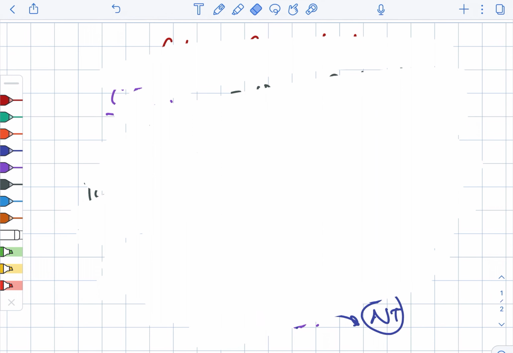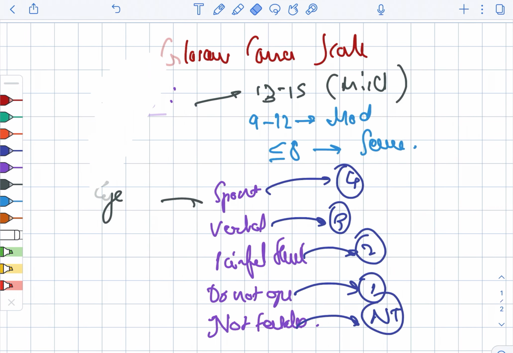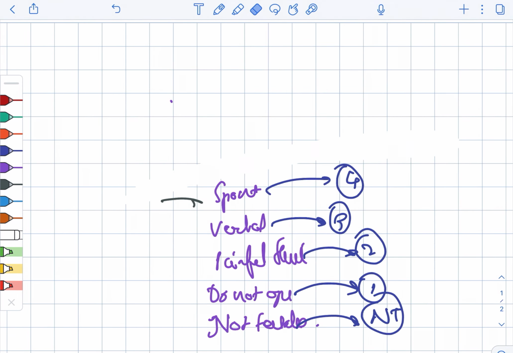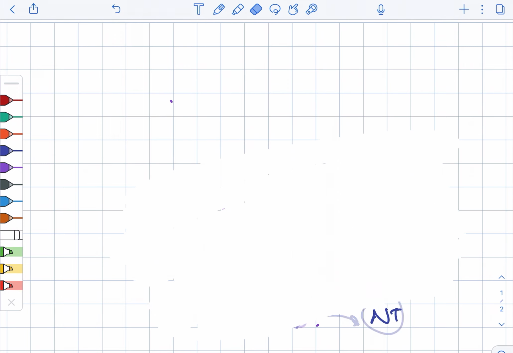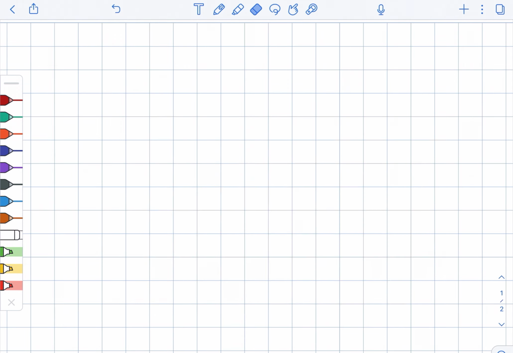So 4 is spontaneous, 3 is verbal command, 2 is to painful stimuli, and 1 is do not open, and NT is nothing but not testable.